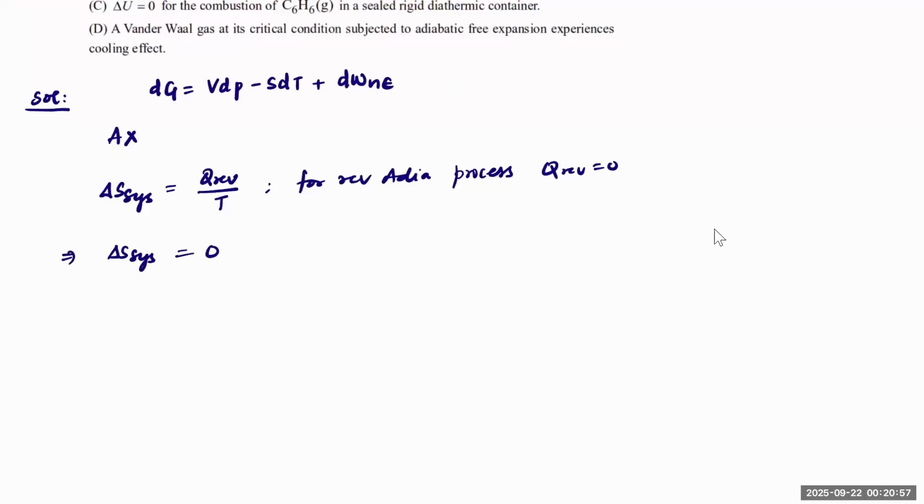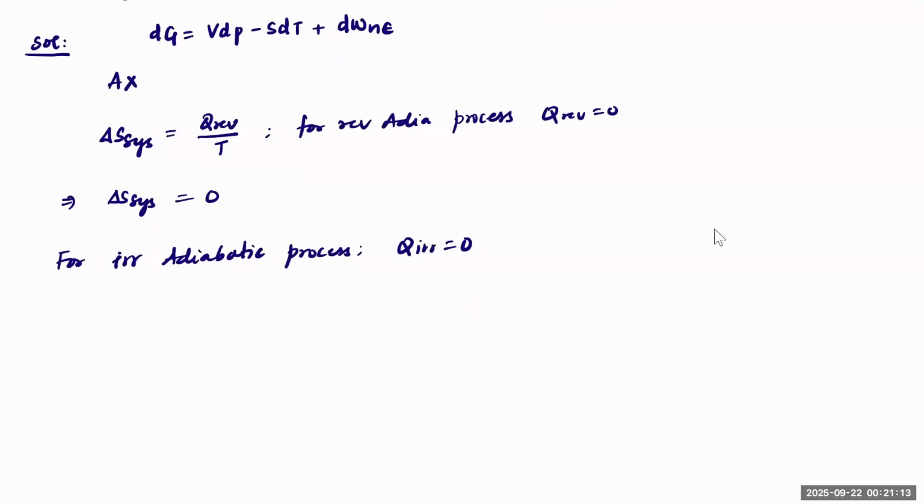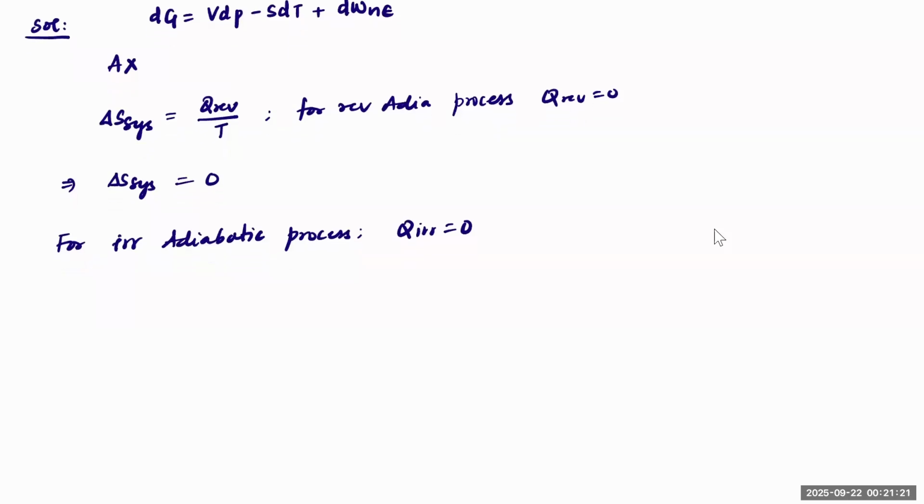Now, you know that for an irreversible adiabatic process, Q irreversible is 0 because it is irreversible. The irreversible heat is supposed to be 0. Correct? There is no heat exchange irreversibly. That means delta S of the system is not defined as Q irreversible by T. This one is not correct. But delta S of surrounding is definitely defined as Q irreversible by T.